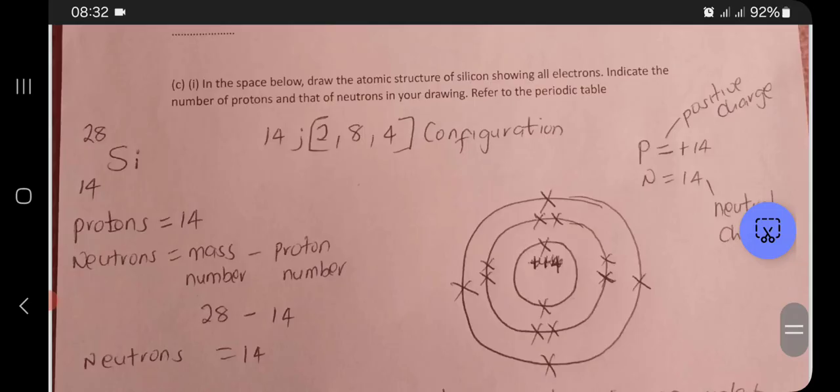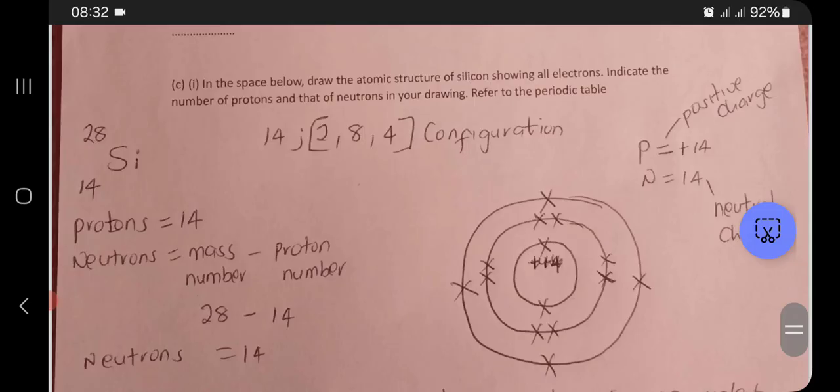Okay? So number of protons is 14. To find the number of neutrons, you're going to say your mass number, which is 28, minus your proton number or your atomic number, which is 14. So 28 minus 14 gives you 14. So that's the number of neutrons. So your neutrons are 14.